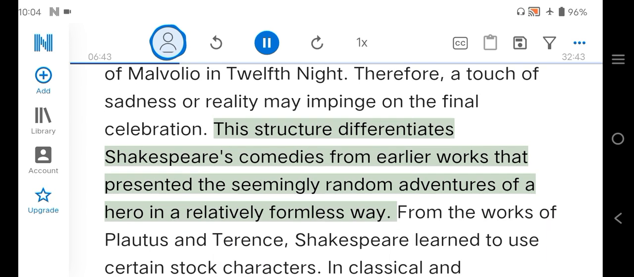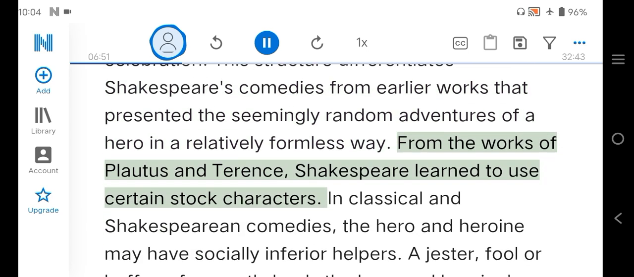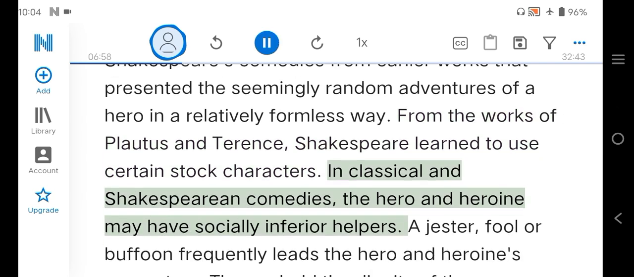This structure differentiates Shakespeare's comedies from earlier works that presented the seemingly random adventures of a hero in a relatively formless way. From the works of Plautus and Terence, Shakespeare learned to use certain stock characters.